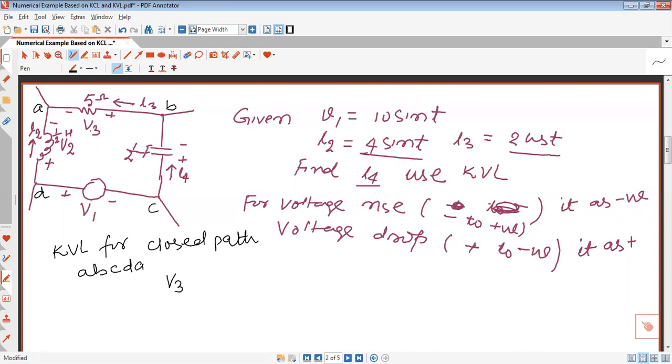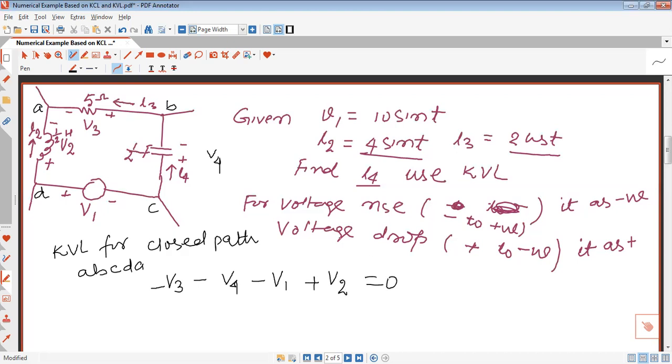We can also do it like this: if we meet negative first, you write it negative. Then we come here, again negative is coming first, so write negative. Here the voltage across the capacitor is V4, so we can write V4. Now we come here and again first terminal is negative, so write negative V1. Here first terminal is positive, so we write positive V2 equal to 0.